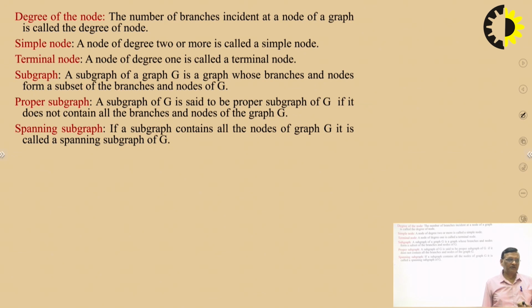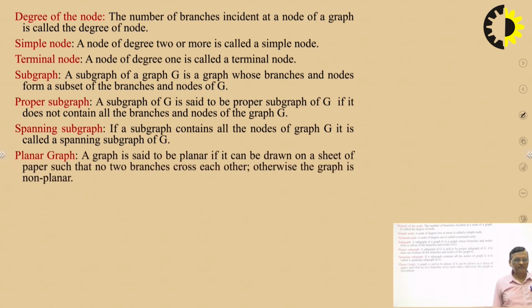A spanning subgraph. If a subgraph contains all the nodes of the graph G, it is called a spanning subgraph of G, or it is also called a tree of the graph.